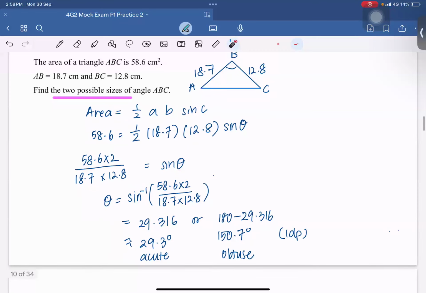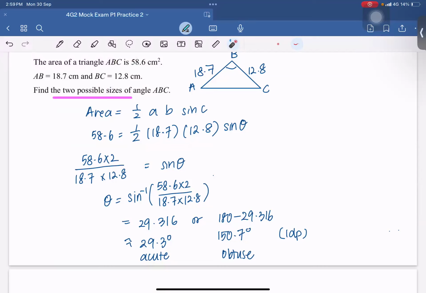Okay. Alright, so area of triangle is half ab sine C. I put in the numbers into half ab sine C. Then how do I find sine? I get rid of the half, so times 2. Get rid of these, so divide away. Then last but not least, I am lazy to press the calculator, so I put sine inverse of the whole thing.